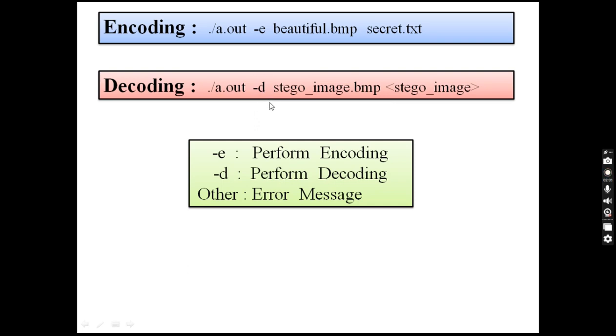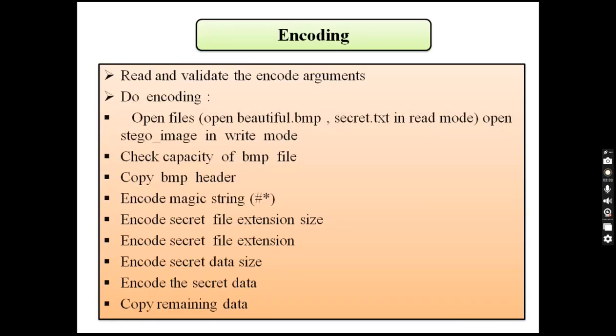Next I will explain the flow of how to perform encoding and decoding. First we have to read and validate the arguments. Then, if it is -e, we have to go for encoding. Here the user can enter -e or -d, so first we have to check whether the user has entered -e or -d. If the user has entered -e, then perform encoding. So first we will see encoding.